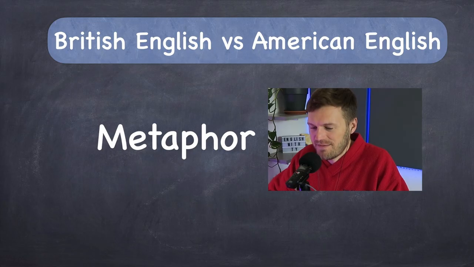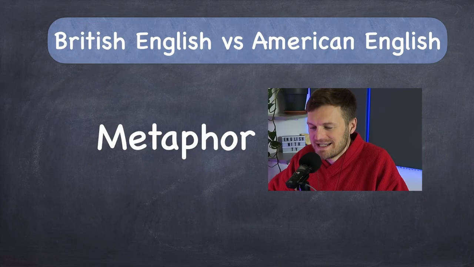The next word is spelled M-E-T-A-P-H-O-R. And again, I'm going to emphasize the O here. So in British English, it would be metaphor. The T is quite strong, strongly pronounced in my opinion as well. So it's meta and then for. A metaphor. Whereas in American English, it would be more like metaphor. So the T is very soft. It's almost like a D, meta.